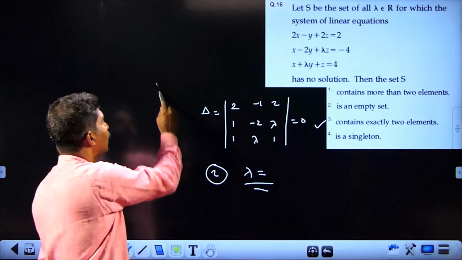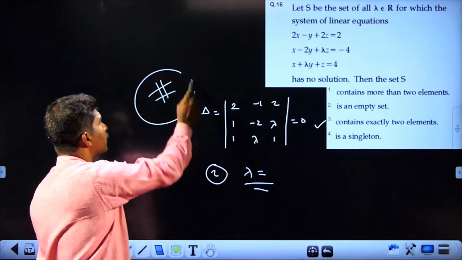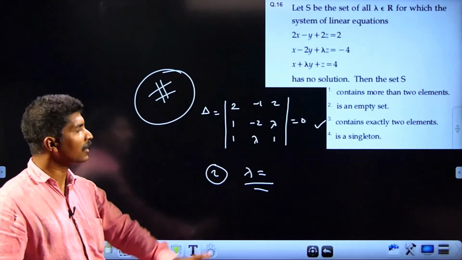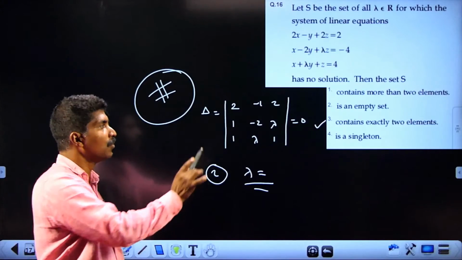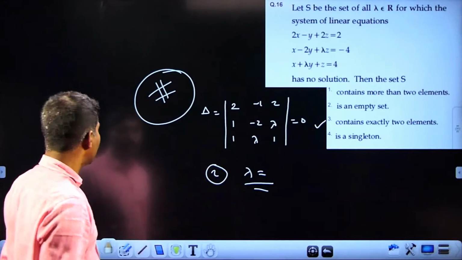I would like to say this is one of the most important problems, and we have to explain a lot of things on it. So you have to refer to a very good textbook to find the concept behind this question.